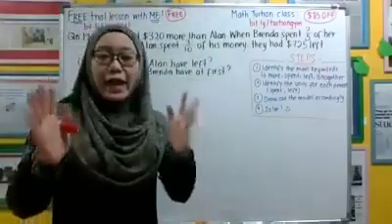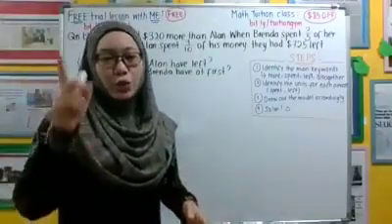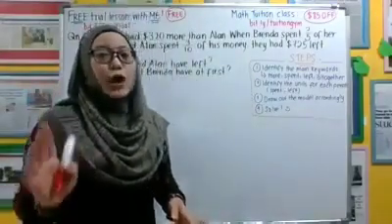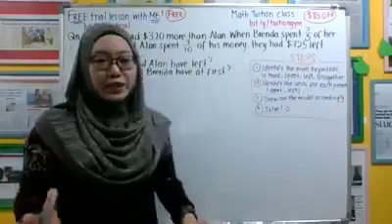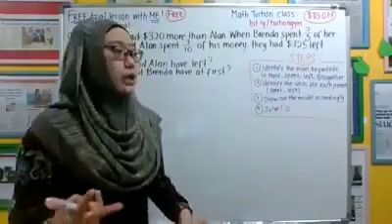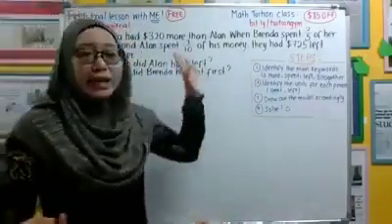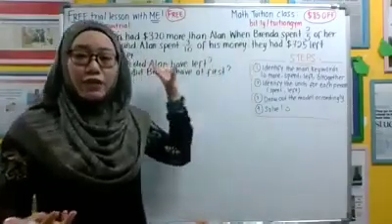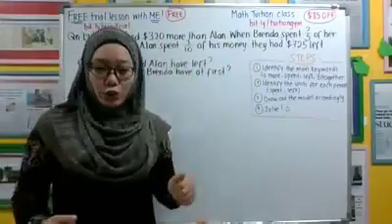To solve any problem sum, you need to read the question once through to identify the main keywords, and then the second time reading is to actually link whatever you identify to the concept you're going to use.